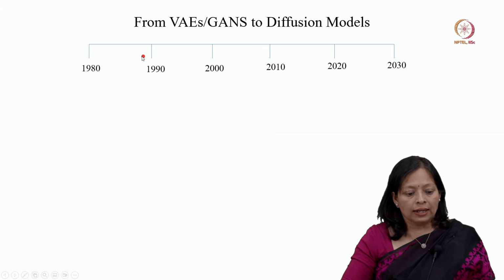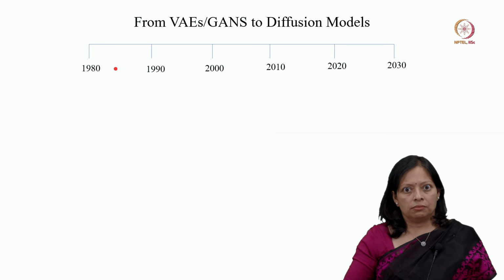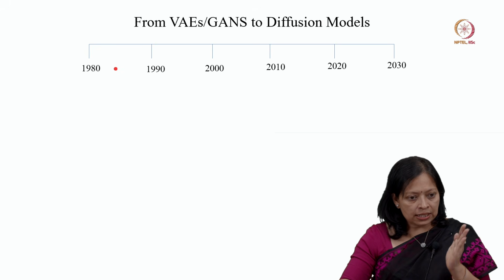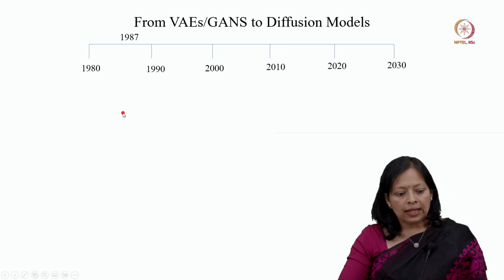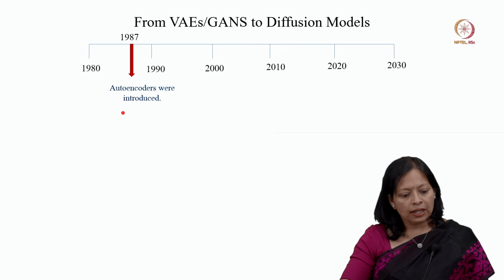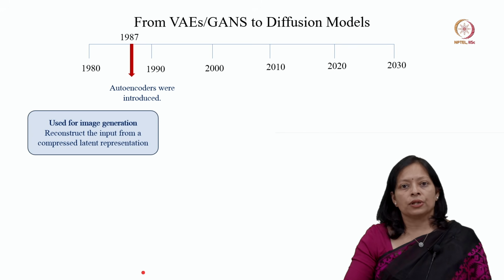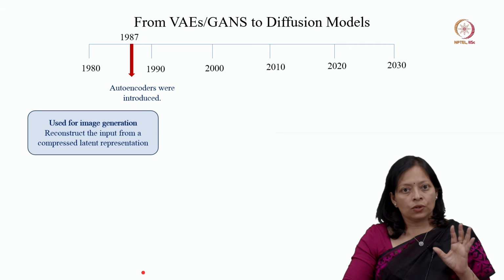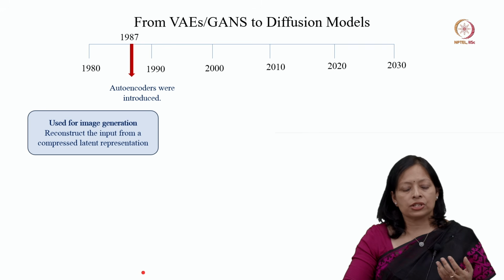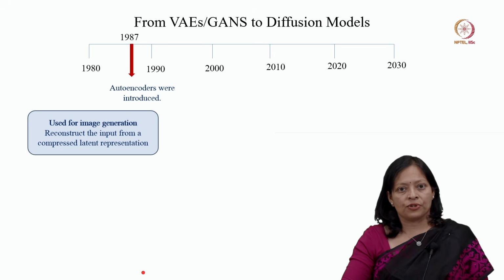Now, let us see the time frame from the 1980s till today, and how these evolutions happened. In 1987, autoencoders were introduced. What was the function of the autoencoders? It was used for image generation, and it was mainly specialized in reconstructing the input from a compressed latent representation.